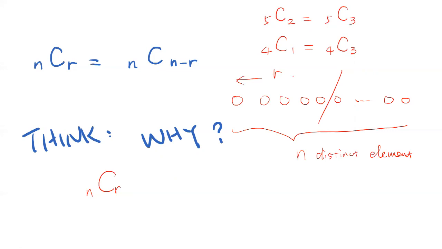Suppose this is r elements. So the time you choose r elements out of the n means at the same time you choose the remaining n minus r elements out of the n, right? So the number of ways you can choose r elements from the n means at the same time you can choose n minus r elements from the n distinct elements. So these two numbers should be equal, right?